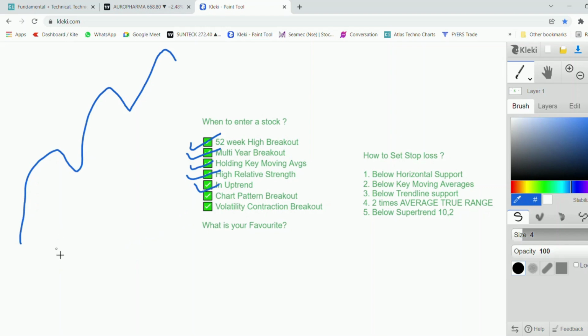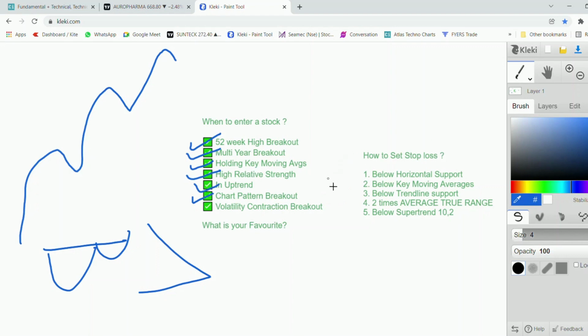Chart pattern breakout means a cup and handle pattern breakout, or an inverse head and shoulder pattern breakout, or a triangle pattern breakout. These are some of the methods that a person can use to enter a particular stock. Also, one can use a breakout retest strategy to have low risk entries into a particular stock.